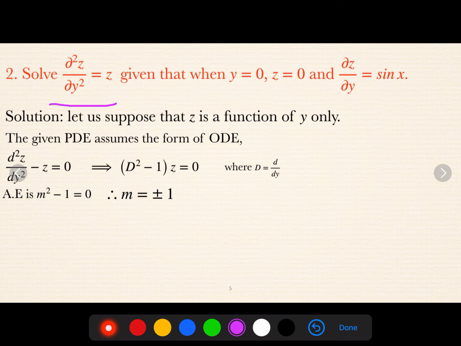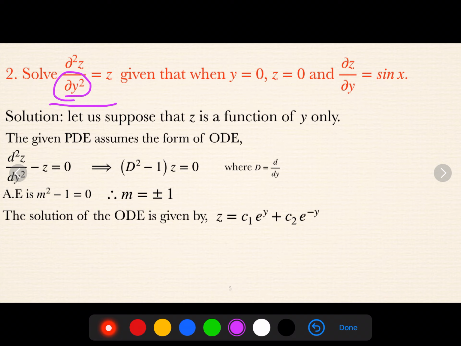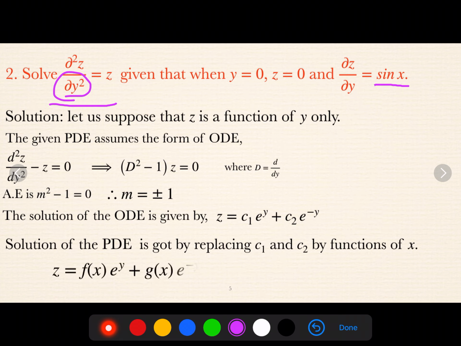Here the roots are real and unequal. According to that, write the complementary function. We will get z is equal to C1 e^y plus C2 e^(-y). Do not always write x, the dependent variable here is y they are given. So, with respect to y, you have to write the complementary function. Now, observe the second condition here, a function of x is there. So, replace C1 and C2 by functions of x. We will get z is equal to f(x) e^y plus g(x) e^(-y). Call that equation number 1.